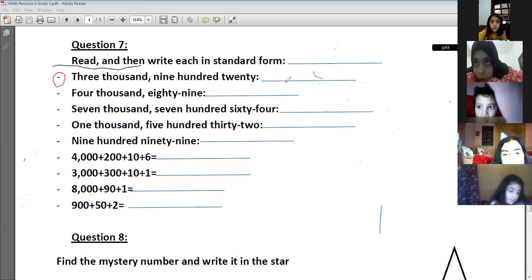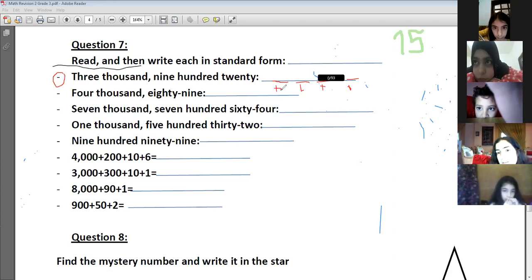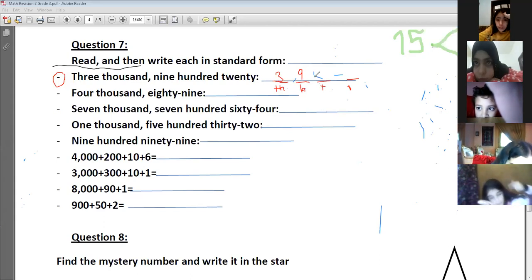3,920. Let us first put the rooms. Okay, this is ones. This is tens. This is 100. And this is 1,000. Okay, Lana? Lana, you will tell me, okay? Read. How many 1,000 we have here? 3. Excellent. How many 100? 9. Excellent. How many tens? What is the tens digit? 20 or 2? 2. Excellent. The ones digit? 0. Excellent.